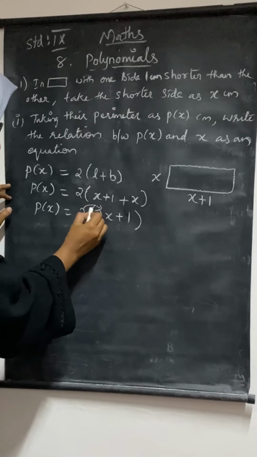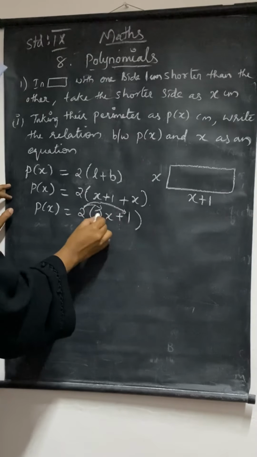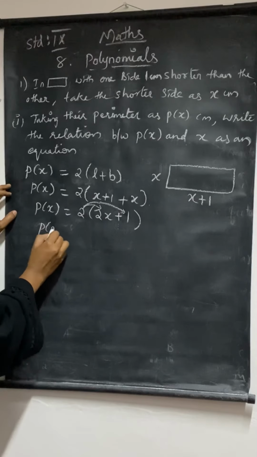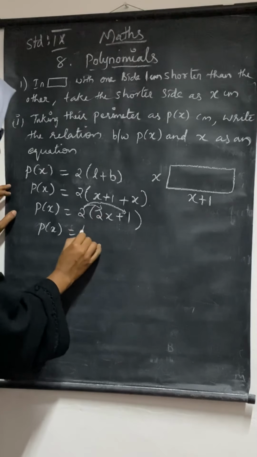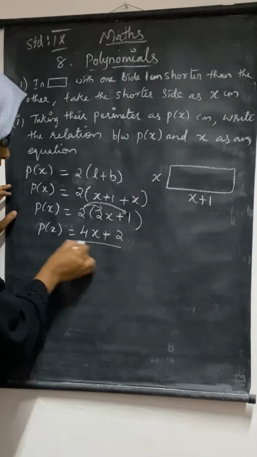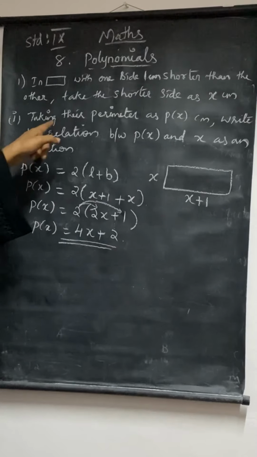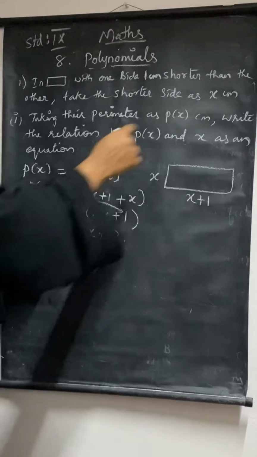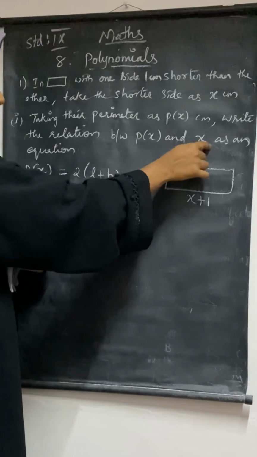This you have to multiply inside. This into this, and the second number you have to multiply. P of x is equal to 2 into 2x, it is 4x, plus 2 into 1, 2. So this is the relation. That is what they told, taking their perimeter as p of x. Write the relation between p of x and x as an equation.